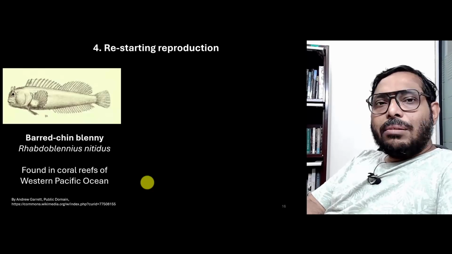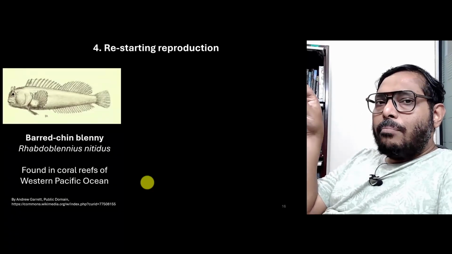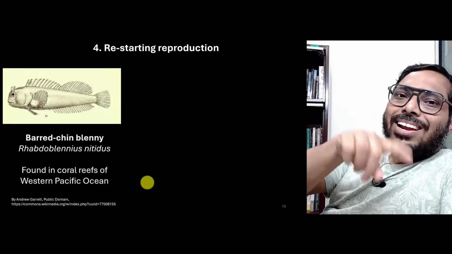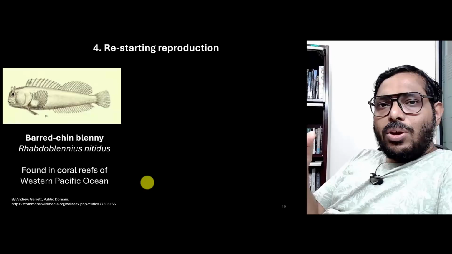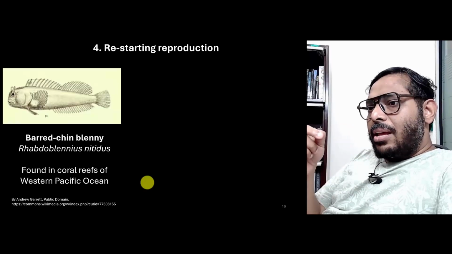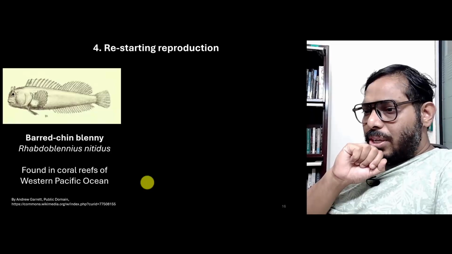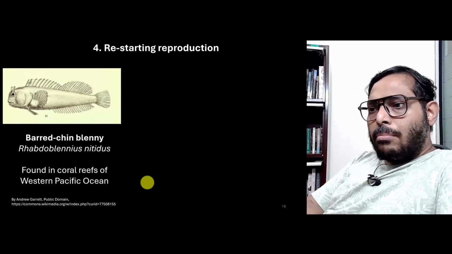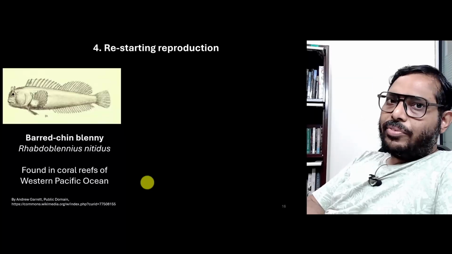This is in some sense restarting reproduction. So, we have been talking about the males killing off unrelated babies so that the females start reproducing again. But here you have a situation where the male is killing its own babies. So, how does it work? This is the barred chin blenny, it is found in the coral reefs of the western Pacific Ocean.